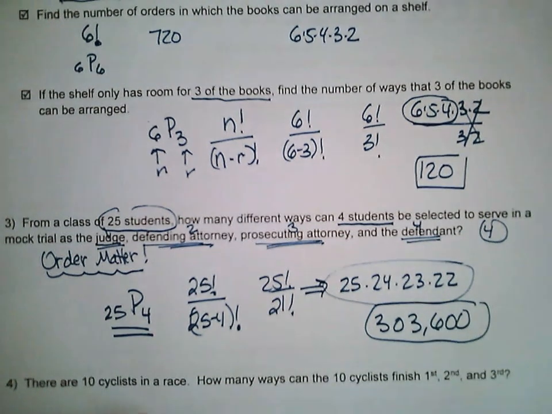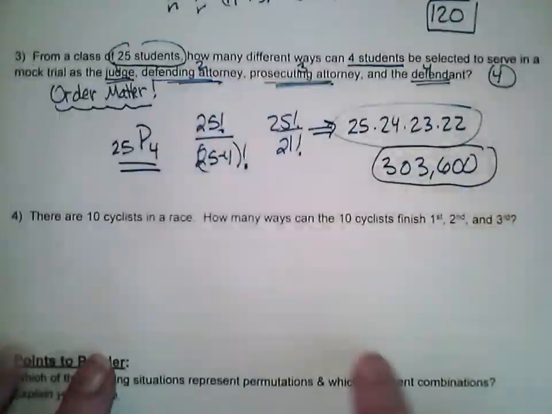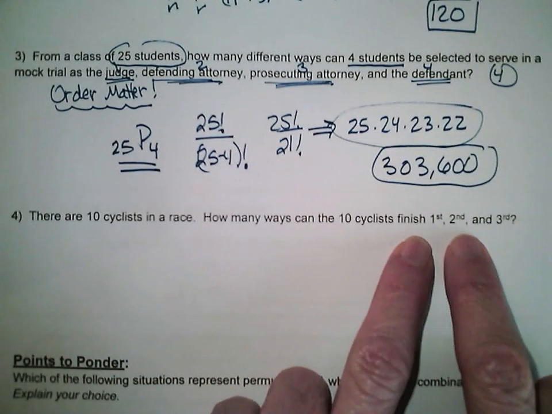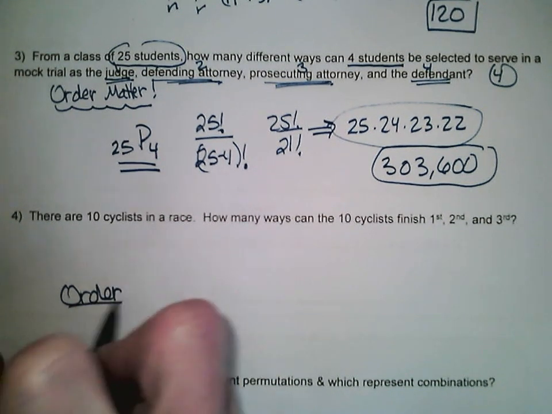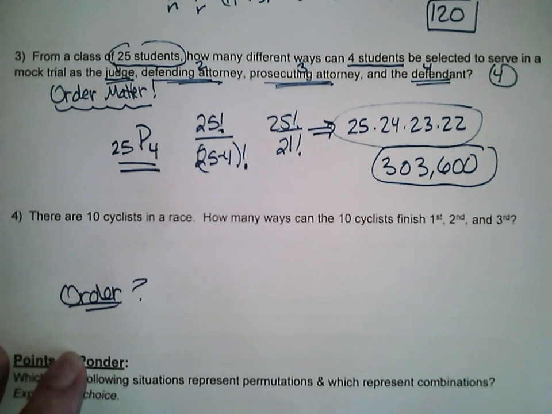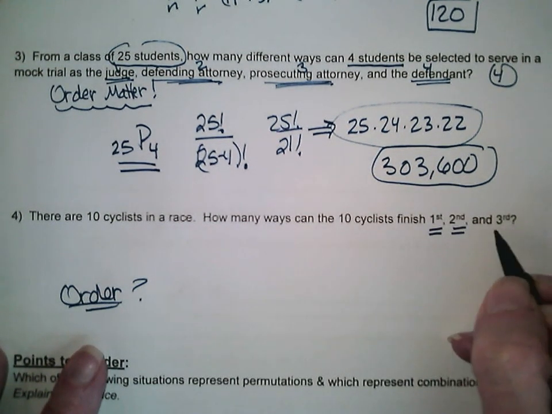All right, 10 cyclists in a race. How many ways can the 10 cyclists finish in first, second, and third? First question, does order matter? Do we care? If we care about order, then that means it's a permutation. So it is. We are looking for a specific first, a specific second, and a specific third.